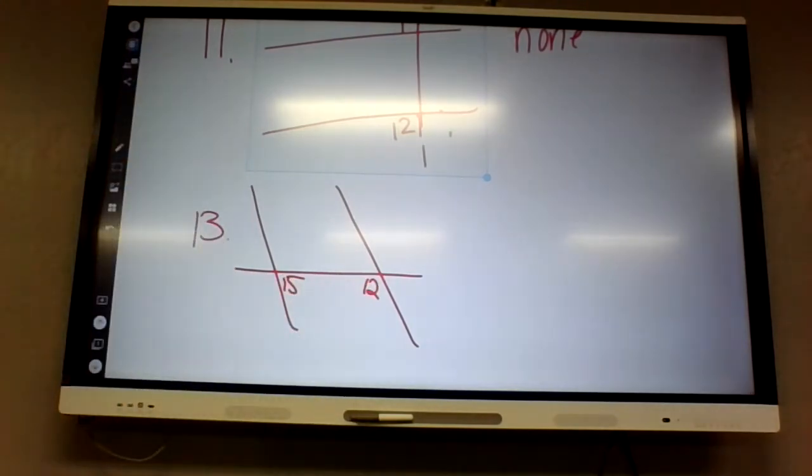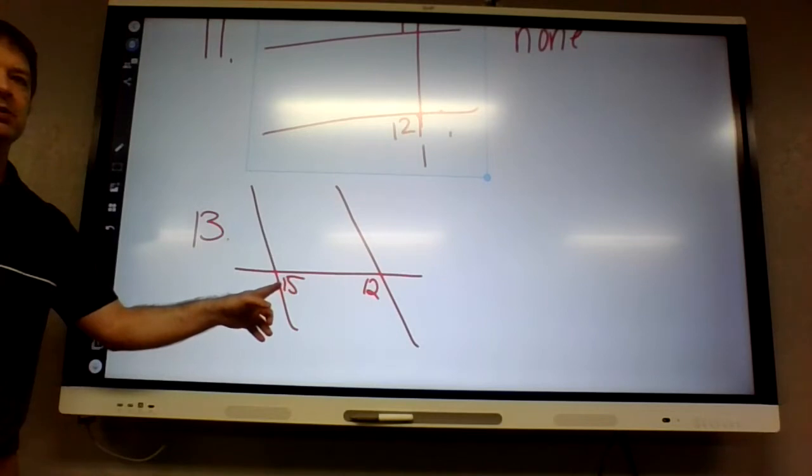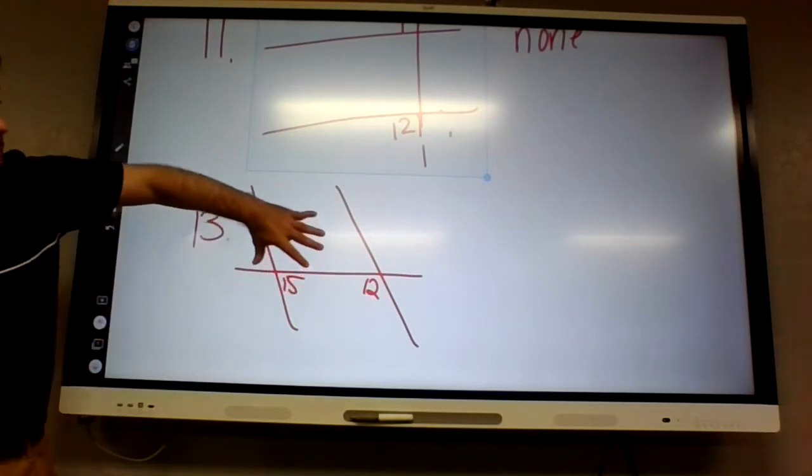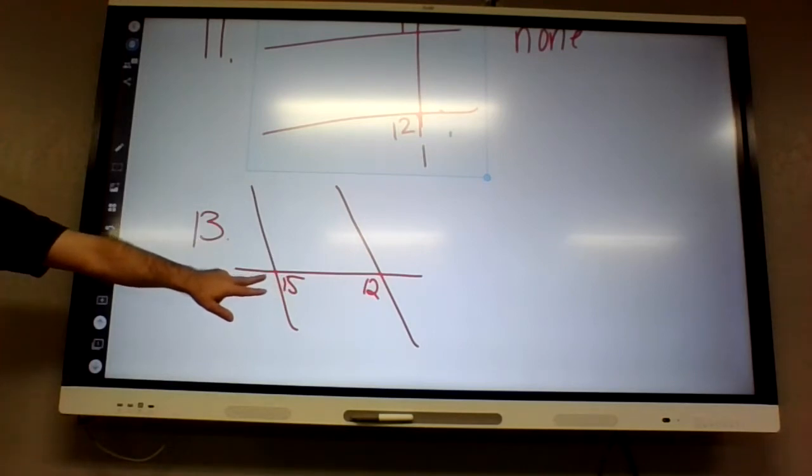Should look like that, roughly. Okay, what kind of angles are 12 and 15? Same side interior. You might turn your head sideways, but yeah, these are same side interior angles. What should be true for the lines to be parallel in this case?